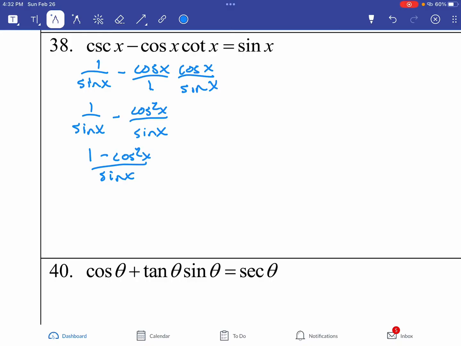1 minus cosine squared is a Pythagorean identity. It is sine squared over sine. So I can cancel out one of these sines with 1 on the top, and I'm left with sine of x equals sine of x.